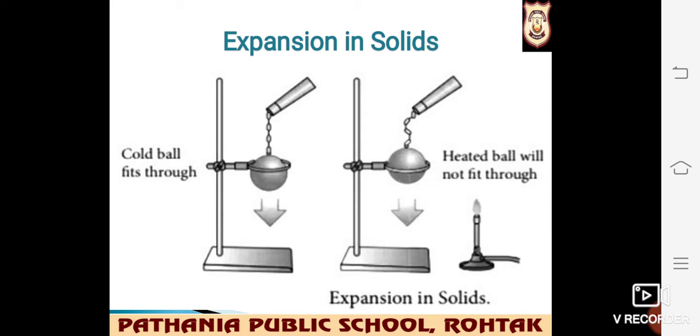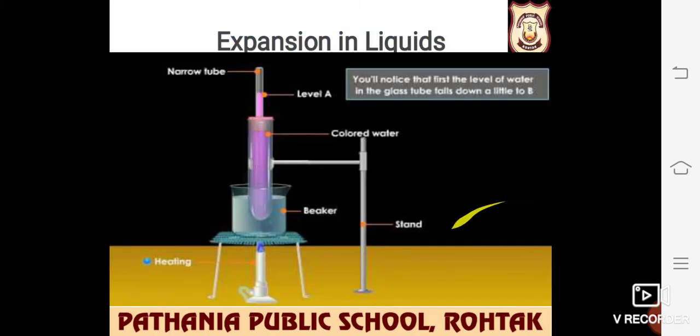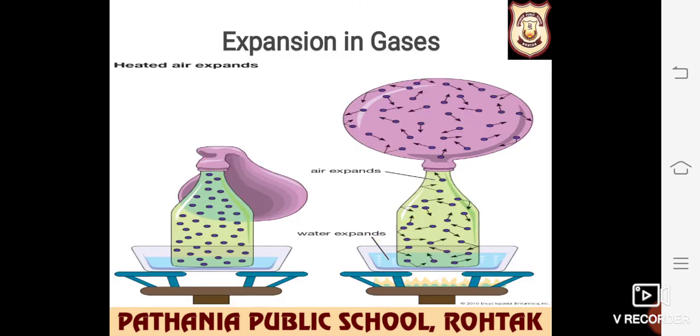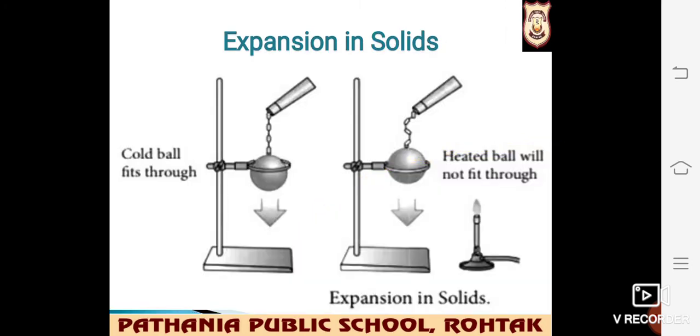What we need to do, we need to initially pass this ball through a ring attached to a stand. You can see this ring in the first part. This ball can easily pass through it. Now heat the ball using a Bunsen burner. Now there is a Bunsen burner and we have heated this ball.